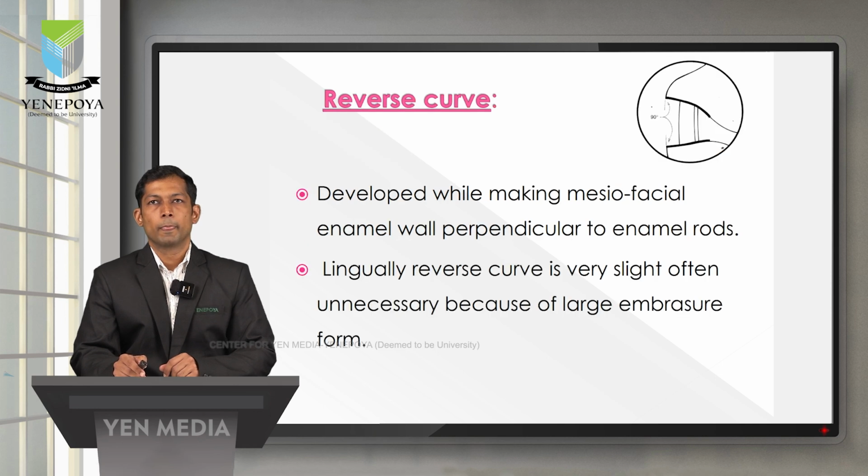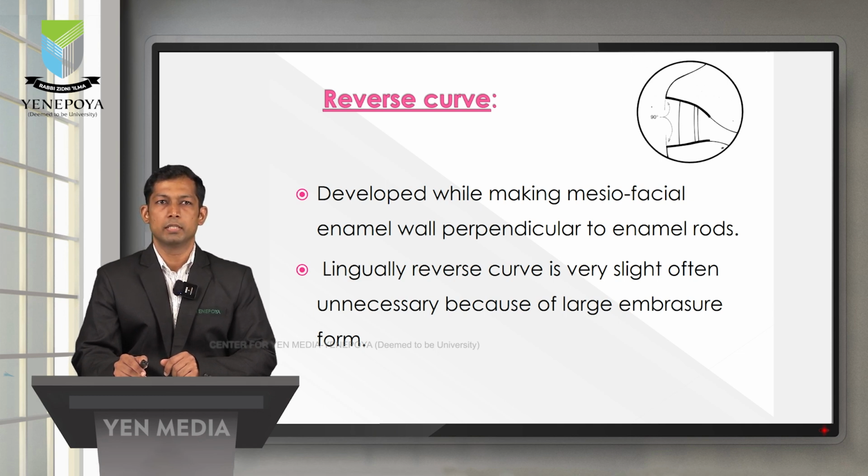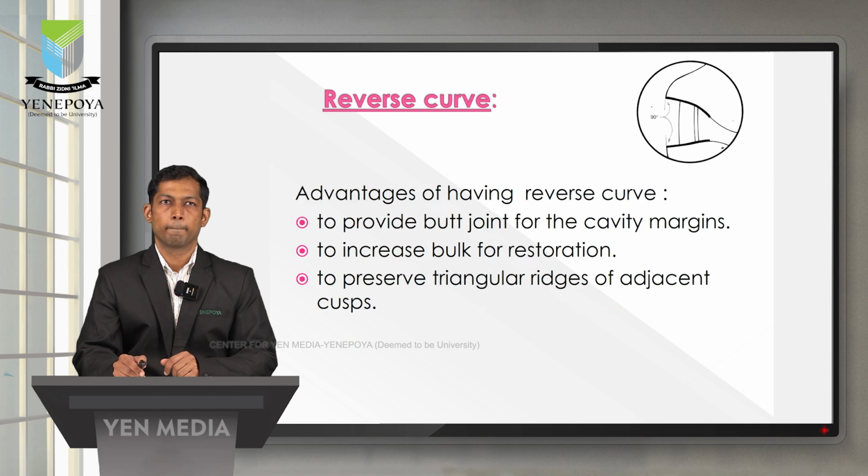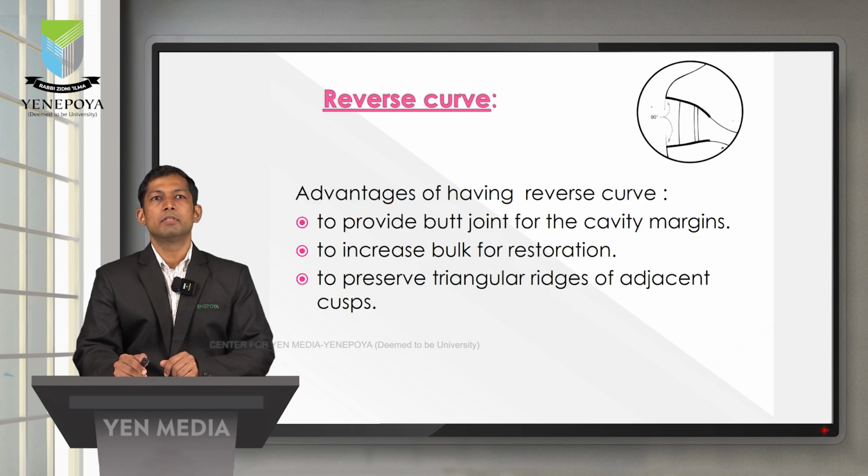Next, coming to a feature called the reverse curve. This is developed while making the mesiofacial enamel wall perpendicular to the enamel rods. Lingually, a reverse curve is often unnecessary because of the large embrasure that is present there. The advantages of having a reverse curve are to provide a butt joint for the cavity margins, to increase bulk of the restoration, and to preserve triangular ridges of adjacent cusps.